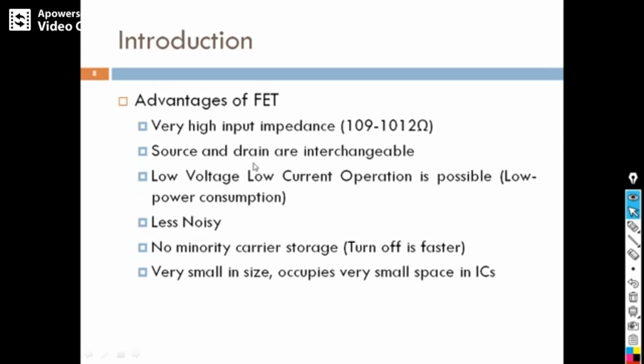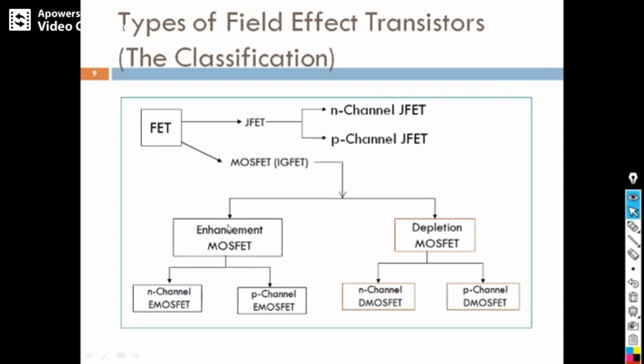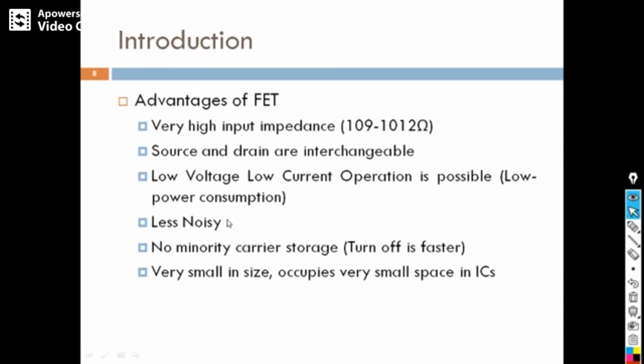Second one is source and drain are interchangeable, and low voltage, low current operation is possible, and FETs are less noisy. And no minority carrier storage. And very small in size, occupies very small space in IC. So all these are the other advantages of the FET over BJT.